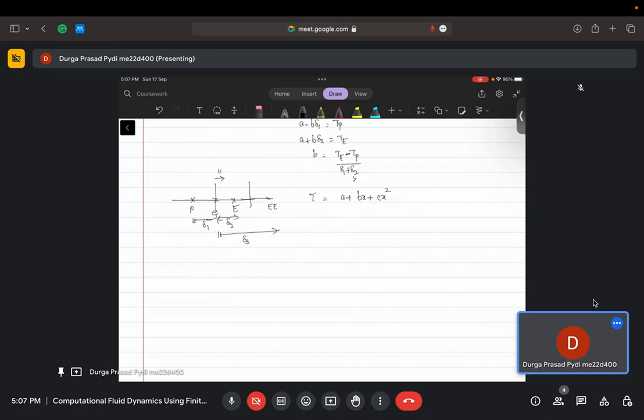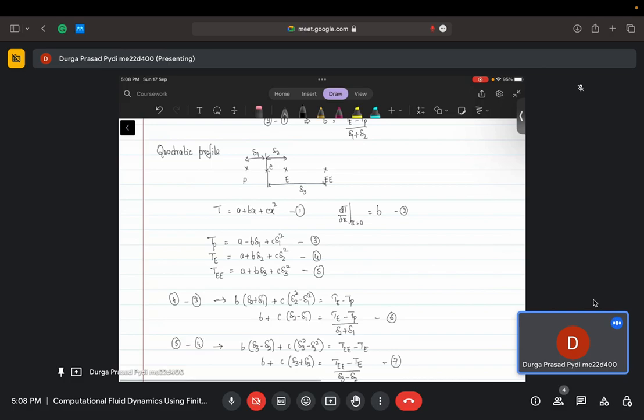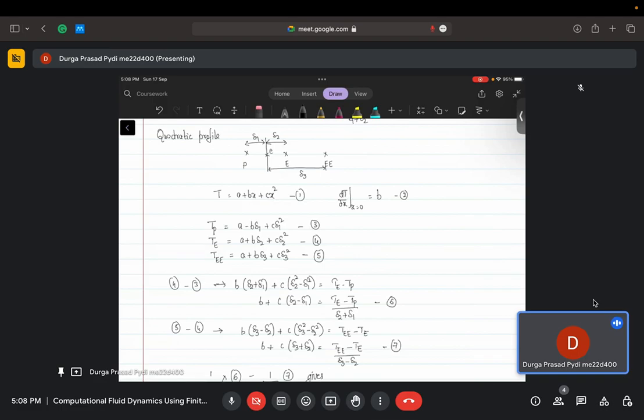For that particular case, our conditions will be: at x equal to minus delta 1, we have T equals T_P; x equal to delta 2 is on the east center, where we get T equal to T capital E; and x equal to delta 3 will give you T equal to T double E. Here again, if you substitute this, you will get three equations. Our objective is to get the value of dT/dx at x equal to 0, that is, on the east face. So that is equal to the value of this particular coefficient.